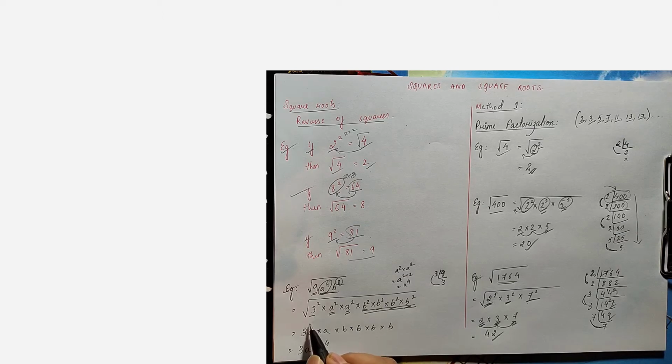So when they come out of the square root, 3 square will become 3, a square will become a, b square will become b, and so on, and you'll get 3 a into a is a square, b 4 times means b to the power 4.